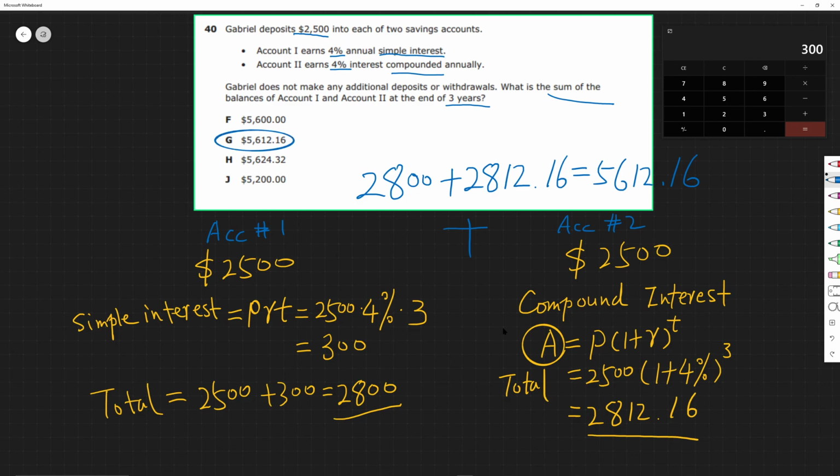So by using the formula for simple interest and adding the interest to the original deposit, we find out the total in account 1, and by using the formula for compound total, we find out the total in account 2. Then we add them up, and that's the total balance for Gabriel in both accounts, and that solves the problem.